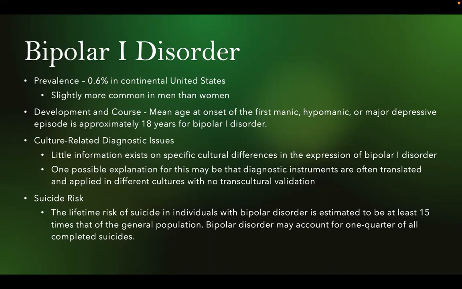The mean age of onset for the first manic, hypomanic, or major depressive episode is approximately 18 years for bipolar 1 disorder. And then in terms of diagnostic issues, for bipolar 1 disorder, we don't have much information on specific cultural differences in the expression of bipolar 1 disorder. As we know, the DSM is culturally bound. So we really have one understanding of how it looks. So just really make sure that you're asking culturally competent, culturally conscious questions.